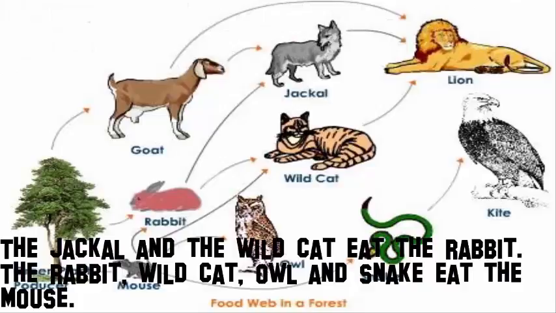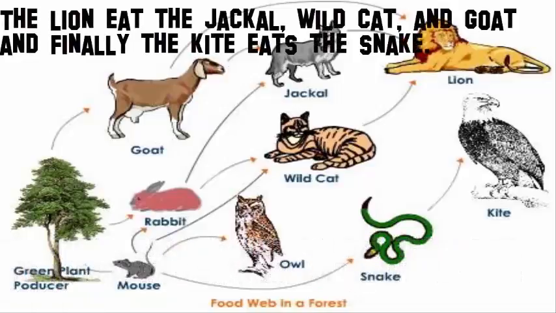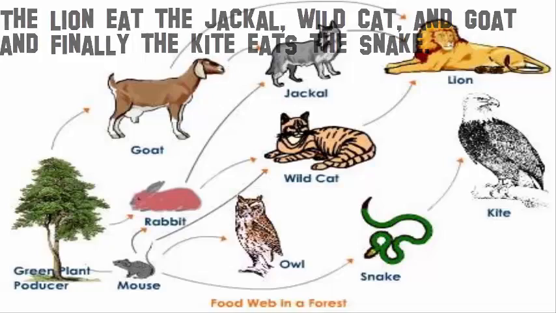The rabbit, wildcat, owl, and snake eat the mouse. The lion eats the jackal, wildcat, and the goat. And finally, the kite eats the snake.